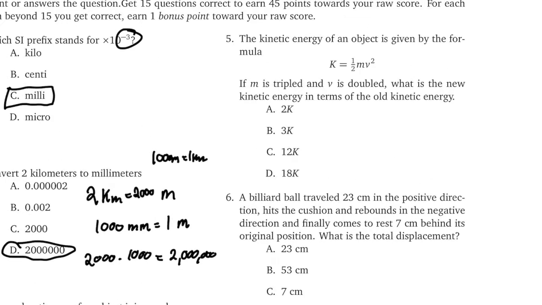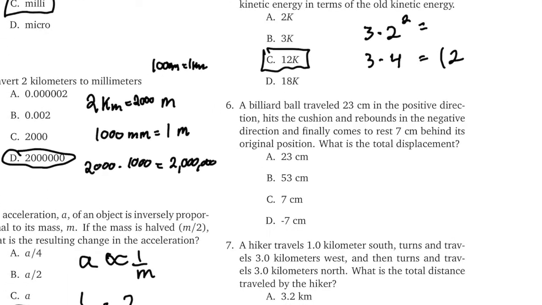All right? And number 5, I've got that the mass is tripled and that v is doubled. So I have 3 times 2 squared. 2 squared is 4. 3 times 4 is 12.